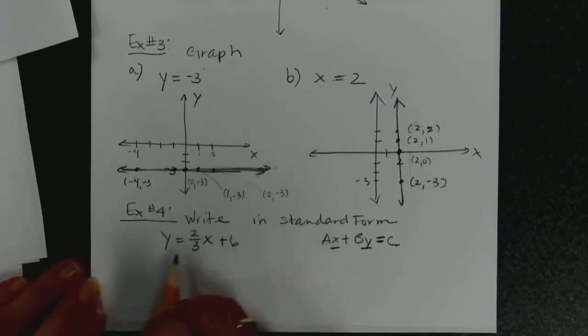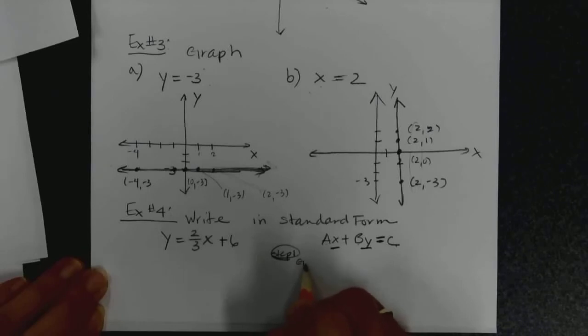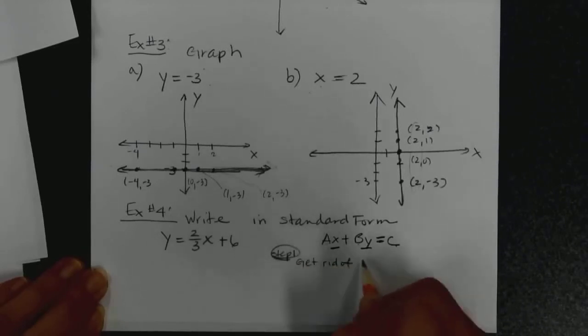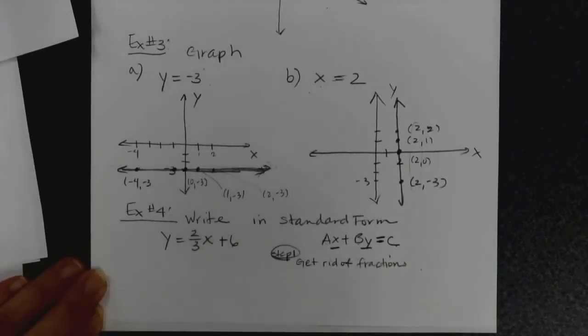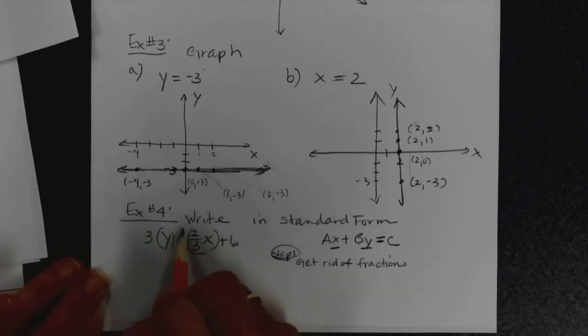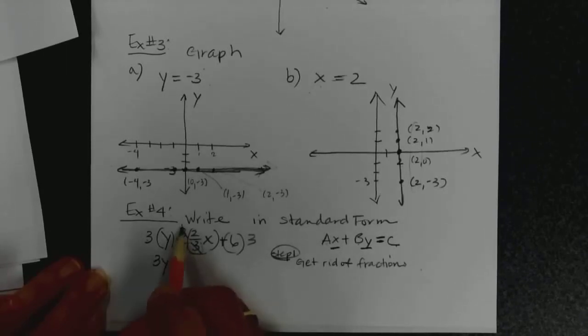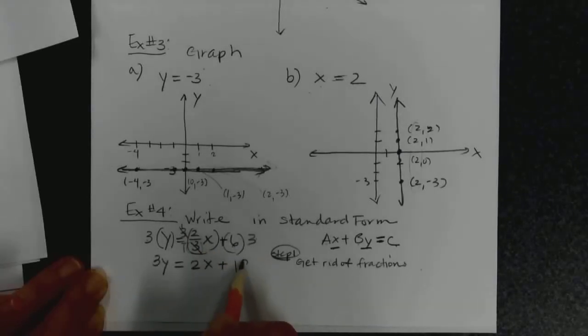But x and y are always on the same side in standard form. So the first thing we got to do is get rid of fractions. To get rid of fractions here, you're going to multiply by the common denominator. And since there's only one denominator, which is 3, we're going to multiply every term by the denominator. So 3 times y is 3y equals, I'm going to put this over 1. The 3's will cancel out. They become 1. 1 times 2 times x is 2x, plus 6 times 3 is 18.